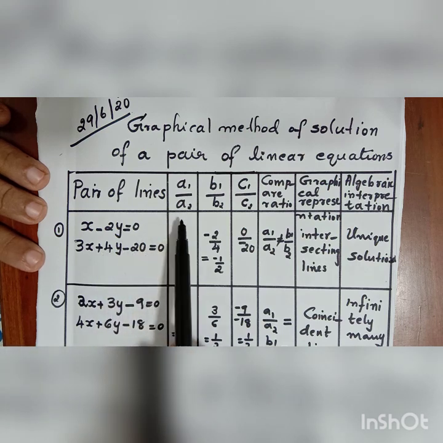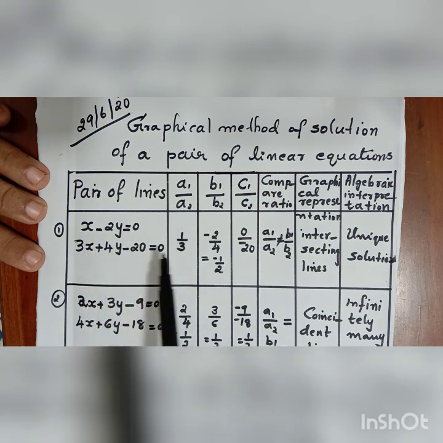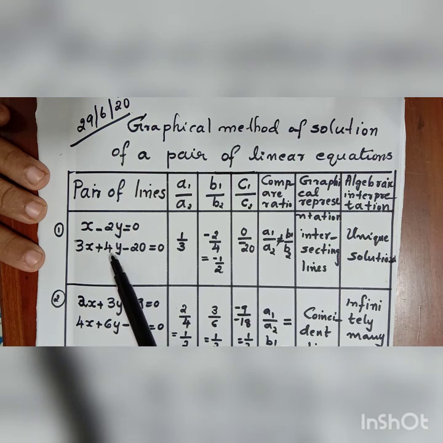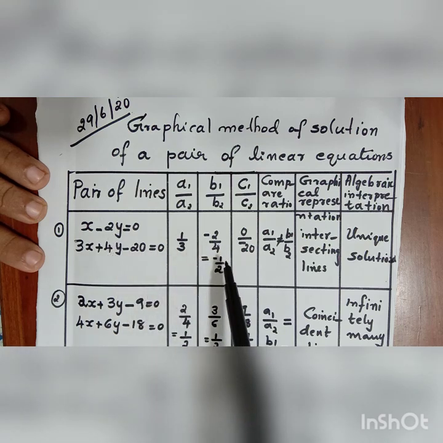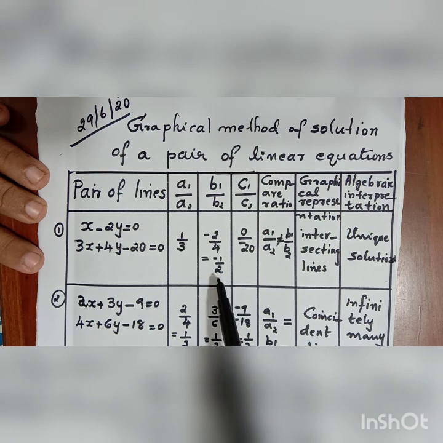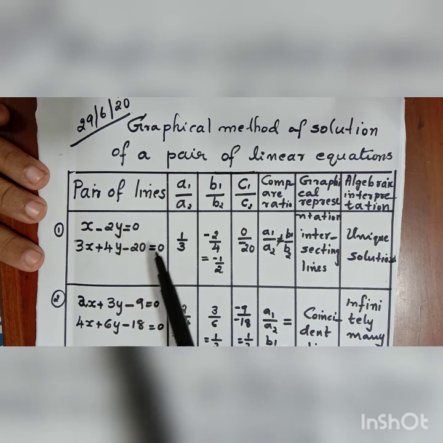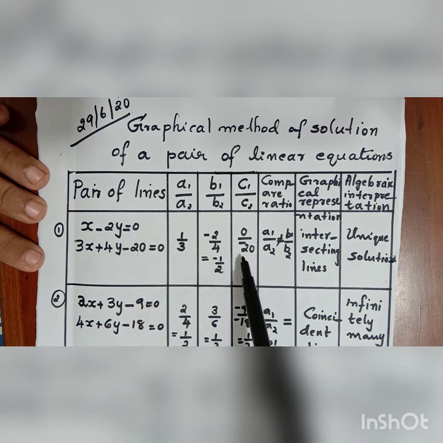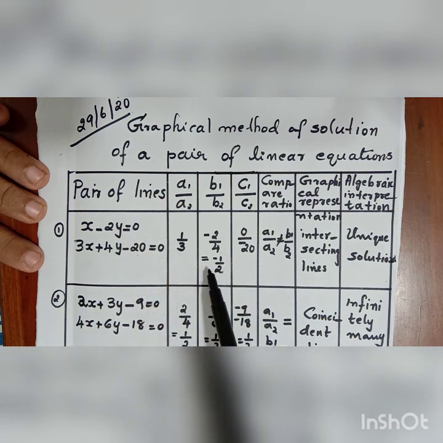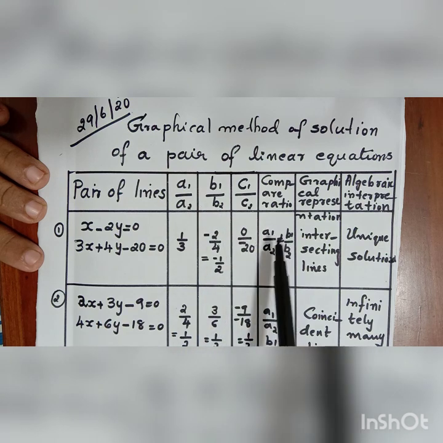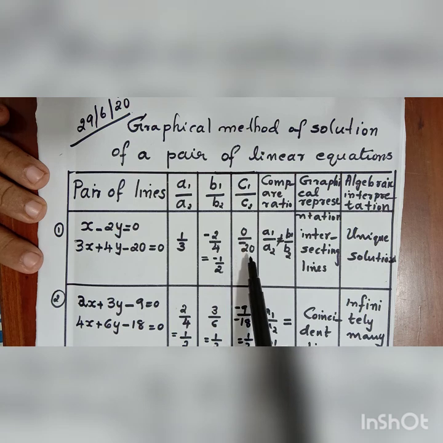So what is our A1 by A2 here? It is 1 by 3. B1 by B2 is negative 2 by 4, which is equal to negative 1 by 2. C1 by C2: as I told you, C1 is 0, C2 is negative 20. You can see that 1 by 3 is not equal to negative 1 by 2. That means A1 by A2 is not equal to B1 by B2. If you get this much, we are not going to see what C1 by C2 is.